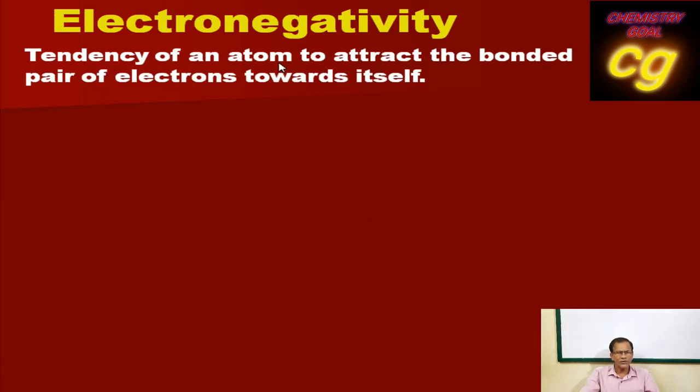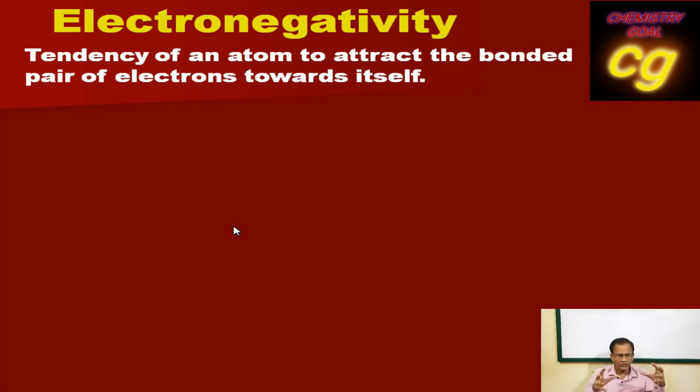Electronegativity is the tendency of an atom to attract the bonded pair of electrons towards it. When an atom forms a covalent bond with other atoms, the shared pair of electrons will remain in between the atoms. If the bonded pair of electrons is attracted towards a particular atom, this tendency is called electronegativity.